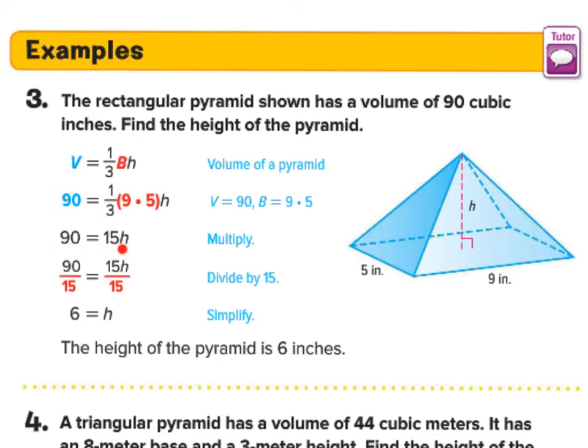What operation do we have on this side? Multiplication. What's the opposite of multiplication? Division. And that's how we're going to get rid of the 15 in order to isolate the variable h.